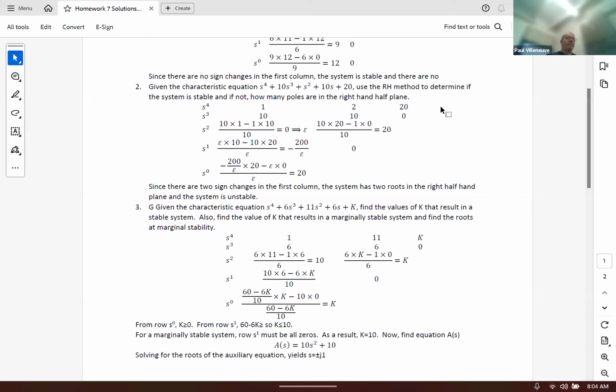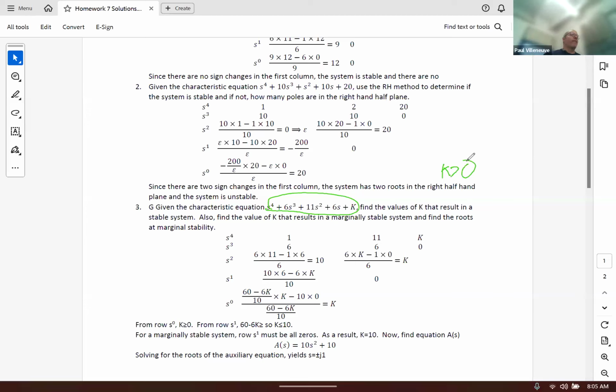So look at problem number 3. Here's our characteristic equation right over here in the middle. Let me go ahead and annotate. So we know that we have an S^4 row as our highest S term. Actually, the first thing we do is it says find values of K that result in a stable system. So the very first thing I need to do is I know K needs to be greater than 0.